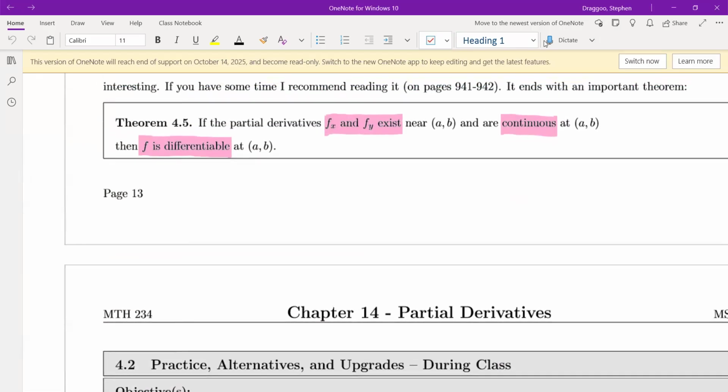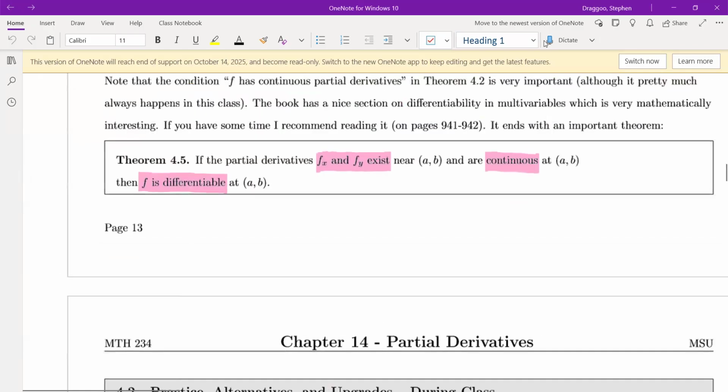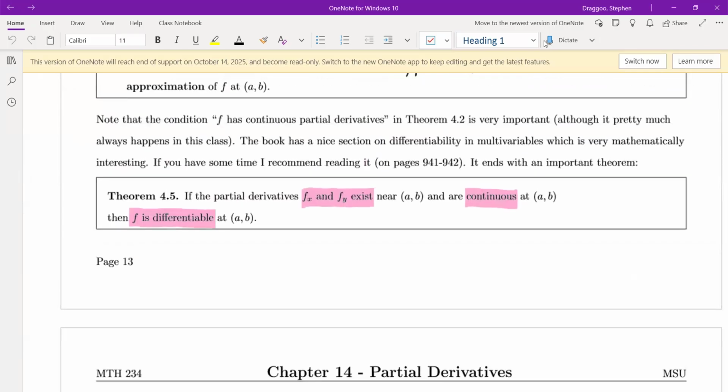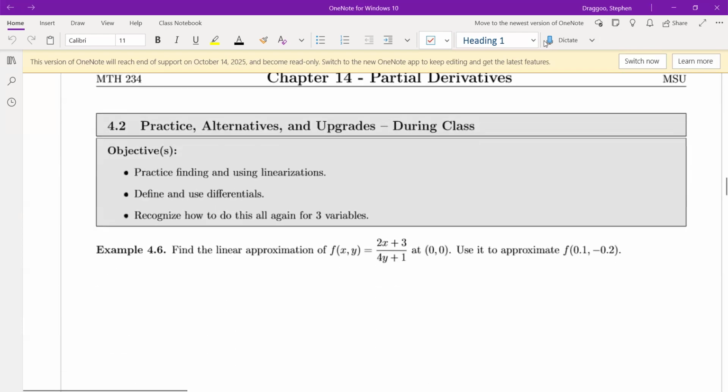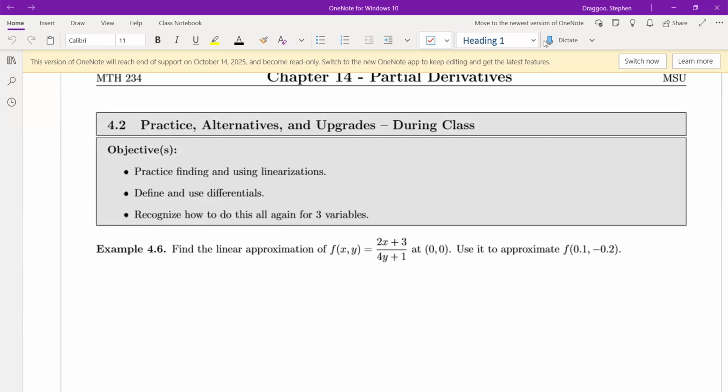So one final note on these tangent planes. We do require that the partial derivatives fx and fy are continuous and that they exist near this point in order for f to be differentiable there. It is an element that we're going to be glossing over. But if you wanted to do some extra reading, there's some in the textbook. I'm sure Ryan talked about that in his pre-class video. Okay, enough stalling. Let's do some problems.